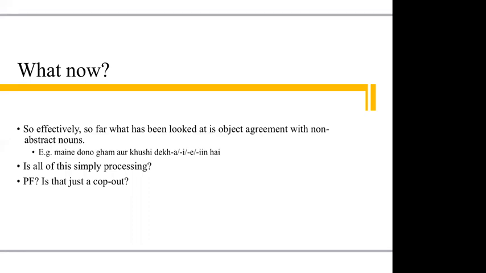One more thing that I didn't do: I looked at only object agreement with nouns that were actual things. So I've not looked at sentences like "maine dono gham aur khushi." Okay, why don't you give me a grammaticality judgment on this? "Maine dono gham aur khushi dekhi hai." Feminine singular. Okay, what does everyone else think?